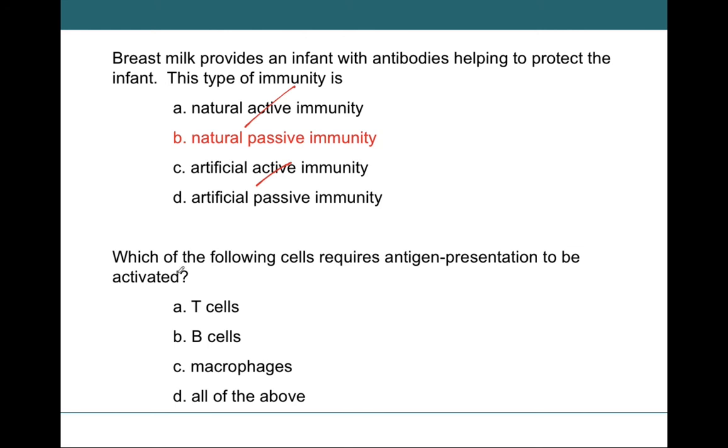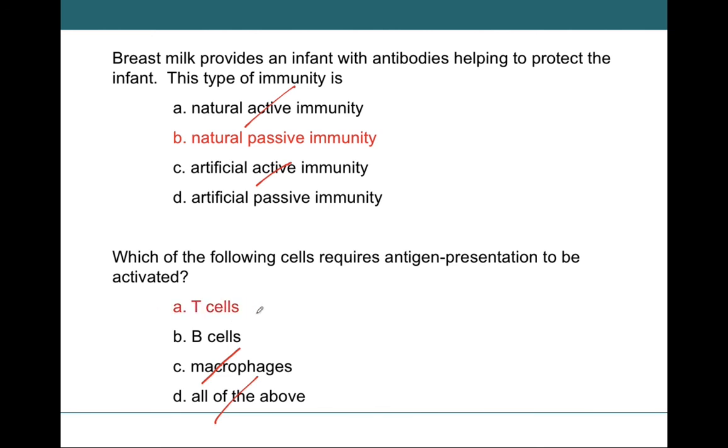Our second question states, which of the following cells requires antigen presentation to become activated? So one thing we know for sure is that macrophages are antigen-presenting cells themselves. So this cell is not going to need any additional antigen presentation, as it is the antigen presenter itself. And if macrophages is not the right answer, then all the above cannot be the correct answer either. We saw with the humoral immunity that B cells were actually able to be stimulated by the microbes themselves. So that means that our correct answer to this question is T cells.